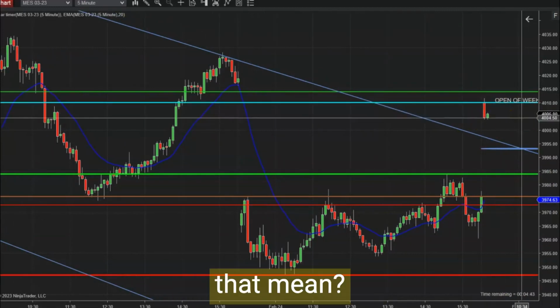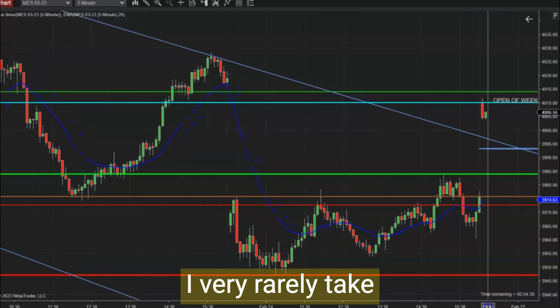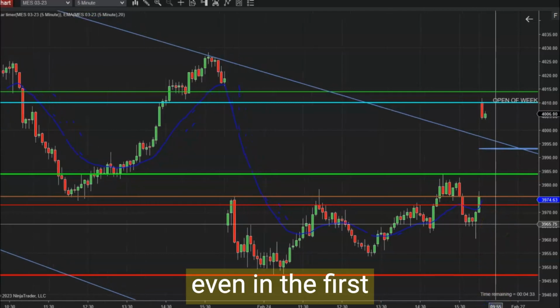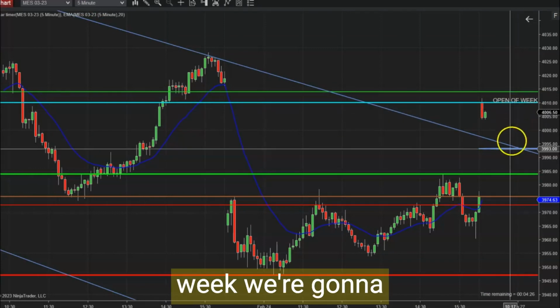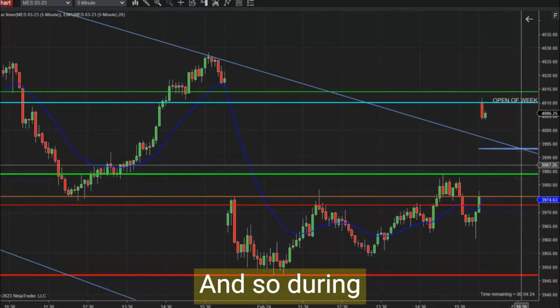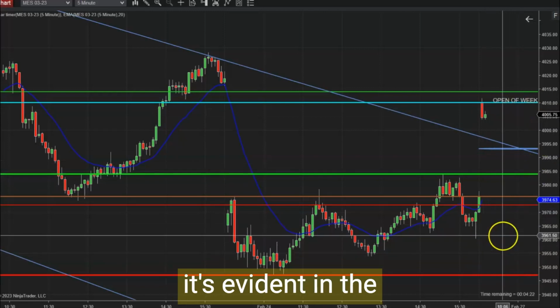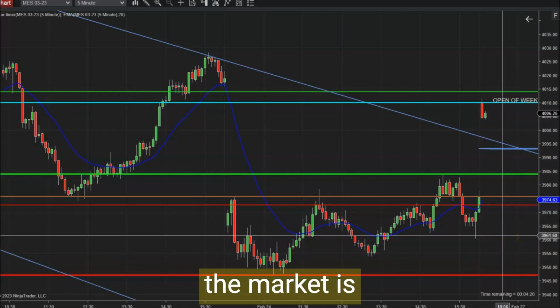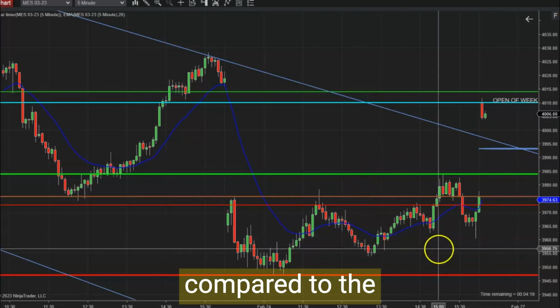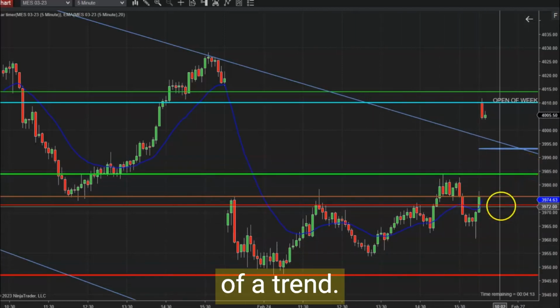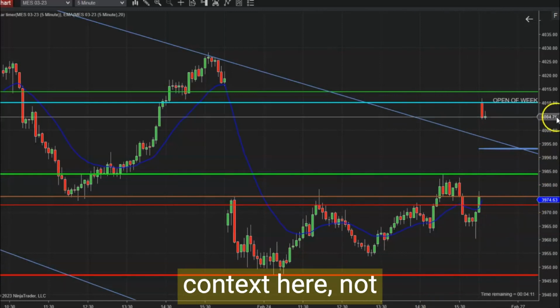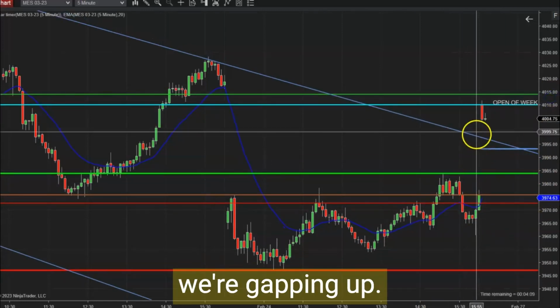So what does that mean? Nothing really. We're just going to watch to see. That was the first bar of the week. I very rarely take any trades in the first 30 minutes, even in the first hour, unless there is going to be a trend day, which happens 20% of the time, 1 day per week. And so during those times when it's evident in the market, depending on the context of where the market is opening compared to the prior price action, it may be a good spot to get in for a possibility of a trend. But so far, the context here is not very good for a trend, because we're gapping up.